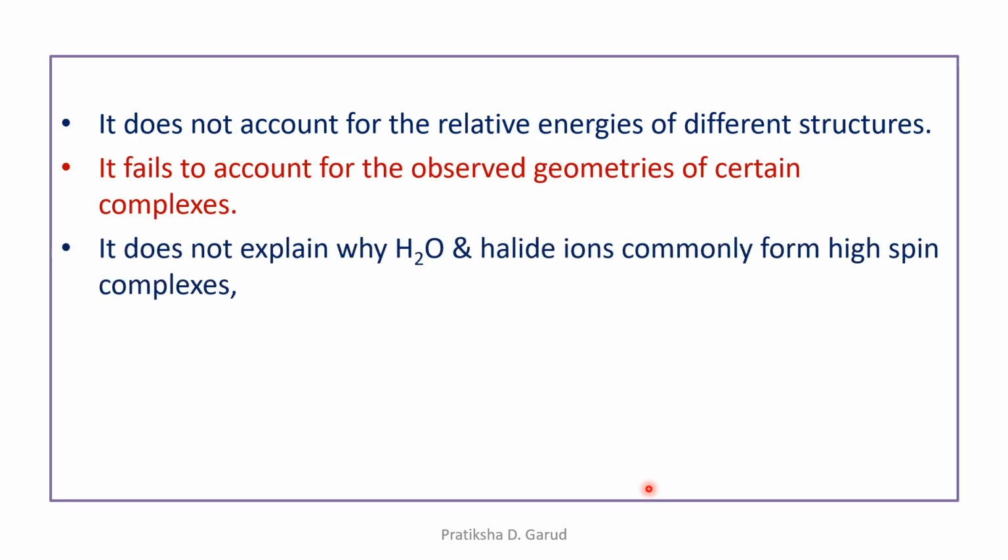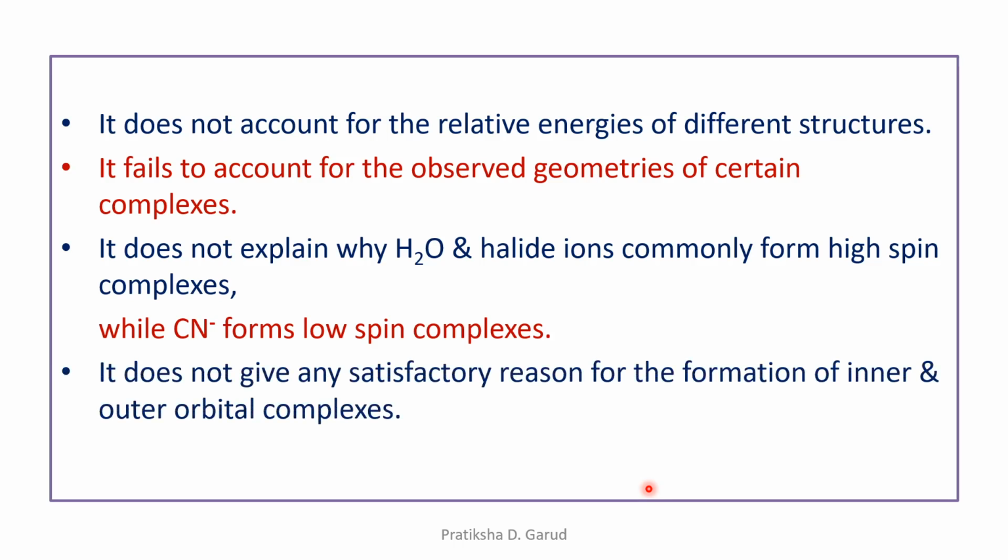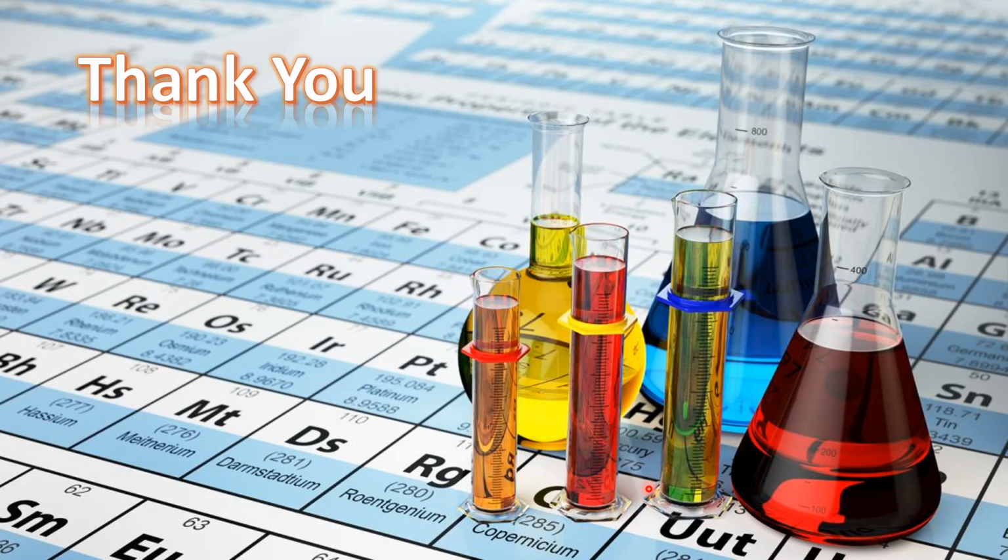Then it does not explain why water or H2O and halide ions commonly form high spin complexes while cyanide or CN- forms low spin complexes. There is no explanation given by this theory. Then it does not give any satisfactory reason for the formation of inner and outer orbital complexes. So this is regarding Pauling's valence bond theory.